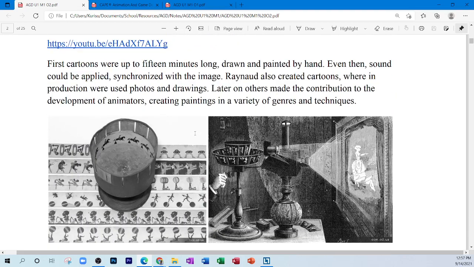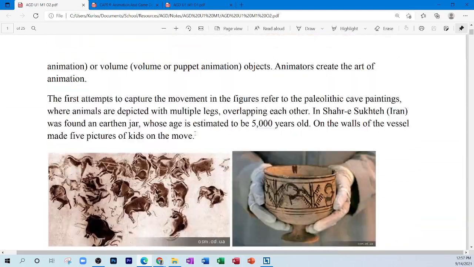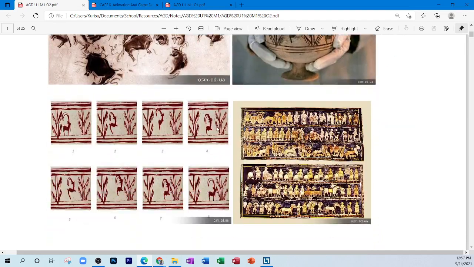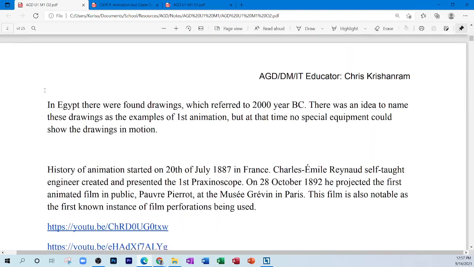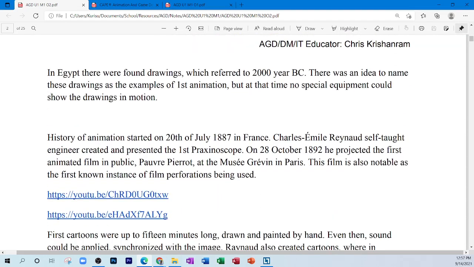So let's see. I think we stopped around that area. So we can start from here. We can start the reading from there. So in Egypt, Alia, you can start the reading.